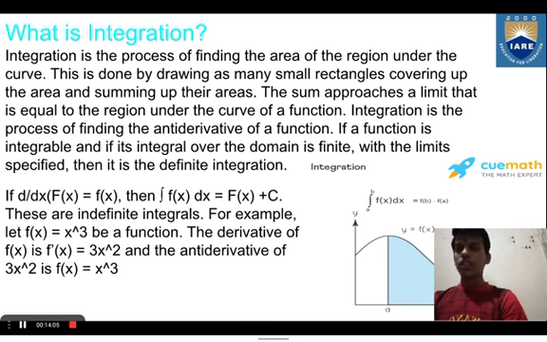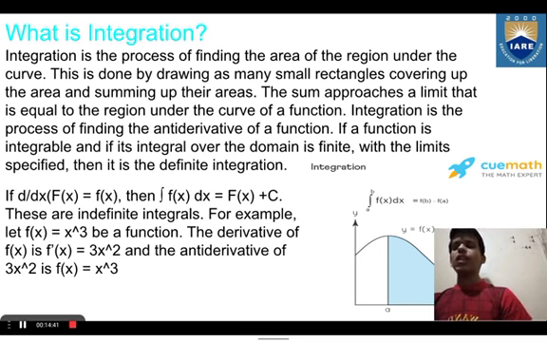So let's see. If d/dx of f(x) gives you f'(x), then integration of f'(x) will give you again f(x). So if we differentiate a function, and the answer which we get we again integrate, we get the actual function. So this is the reverse process. If a function is differentiated, then we need to get again the same function. So what we have to do is integrate that quantity, the result of the differentiation. So these are indefinite integrals.